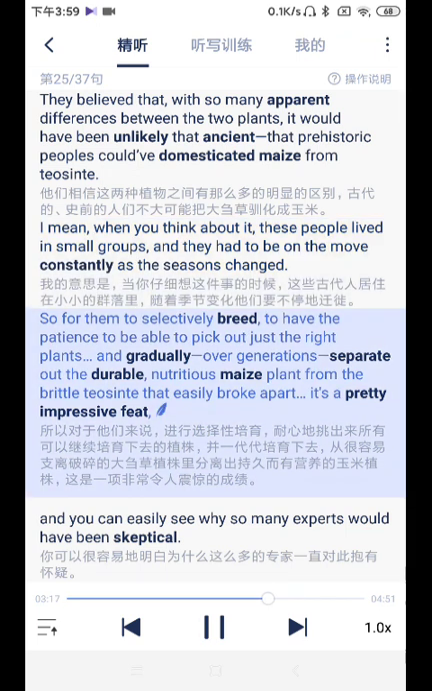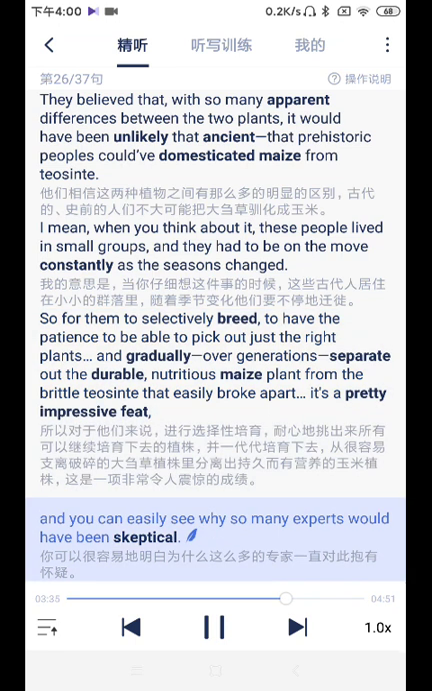So for them to selectively breed, to have the patience to be able to pick out just the right plants, and gradually, over generations, separate out the durable, nutritious maize plant from the brittle teosinte that easily broke apart, it's a pretty impressive feat, and you can easily see why so many experts would have been skeptical.